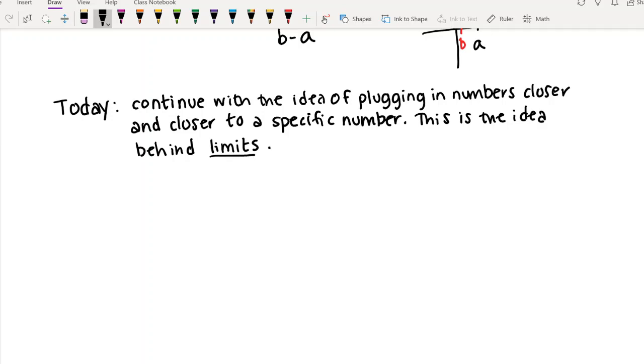I will define what a limit is for you in a little bit, but rather than giving you the definition right away, I think it's better to start with an example. We'll use that to understand the idea of a limit, and then I'll give you the official definition.